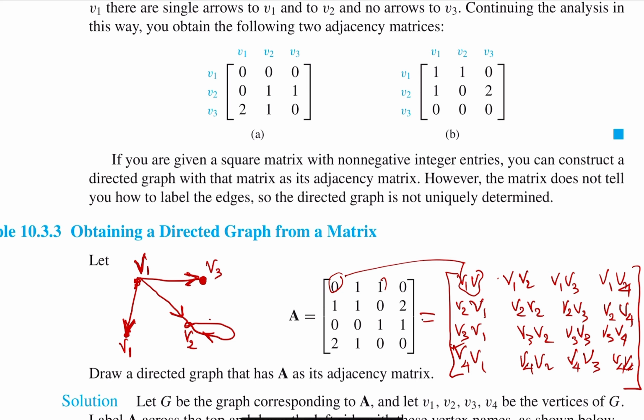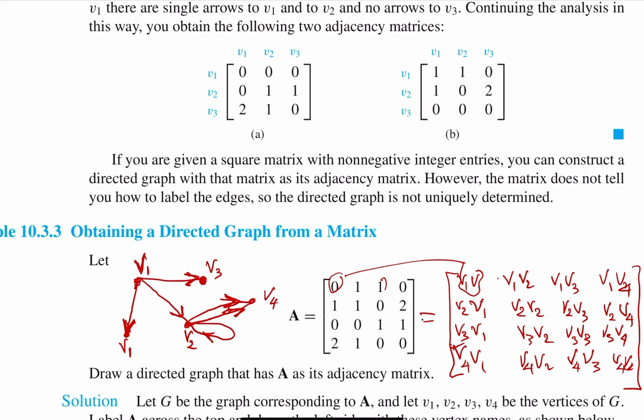There is no connection. And V2 and V4, we have 2. What does it mean? Let's put V4 here. So we have two edges going in the same direction, from V2 to V4, pointing at the vertex V4.